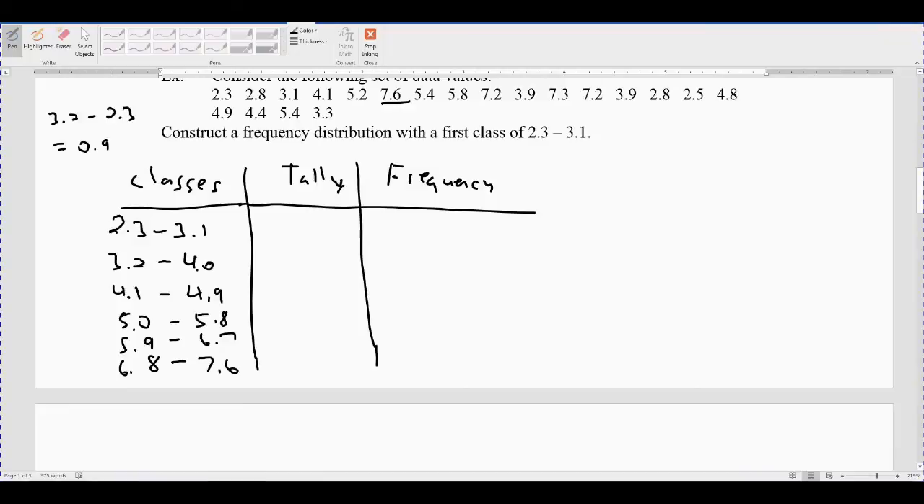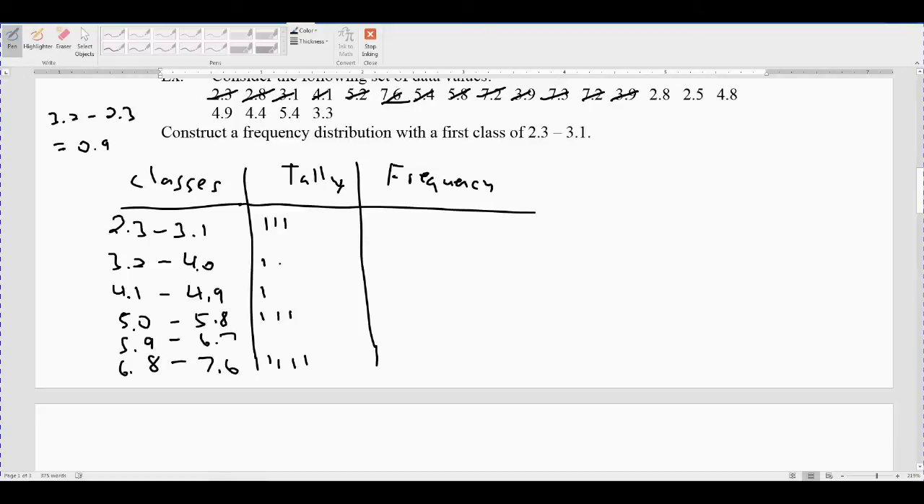So start with the 2.3. That goes in this class. 2.8 is in this class. 3.1 is also in this class. 4.1 is in this class. 5.2 is in that class. 7.6 is in this class. 5.4 is in this class. 5.8 is in this class. 7.2 goes here. 3.9 goes there. 7.3 is there. 7.2 is there.